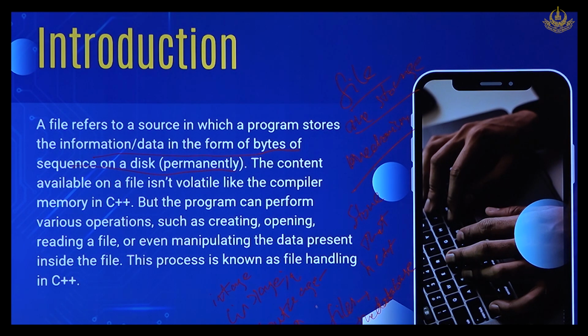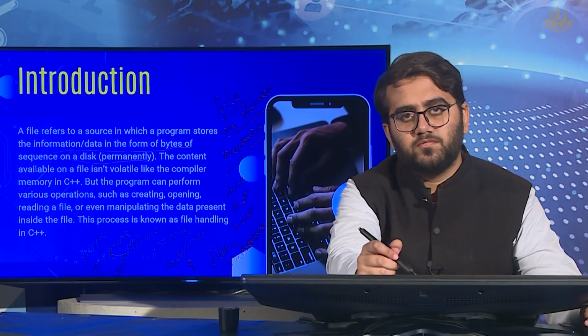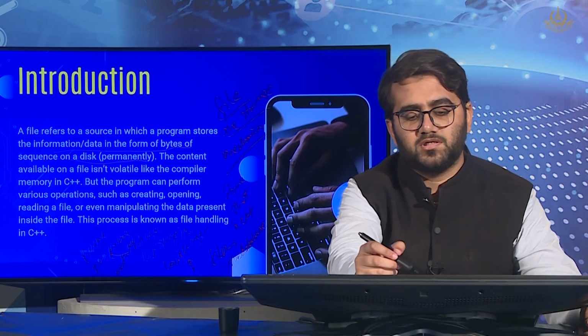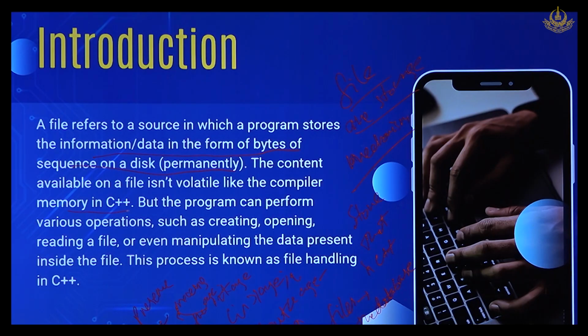However, when we closed the compiler, then this age and the processing related to this age was lost. So we are trying to preserve the processing on the age. Okay. So by preserving, I mean storing or saving. The content available on the file isn't volatile like the compiler memory in C++. So what does that mean? It means that being volatile means changing, and in this context, changing from having a value to having no value.